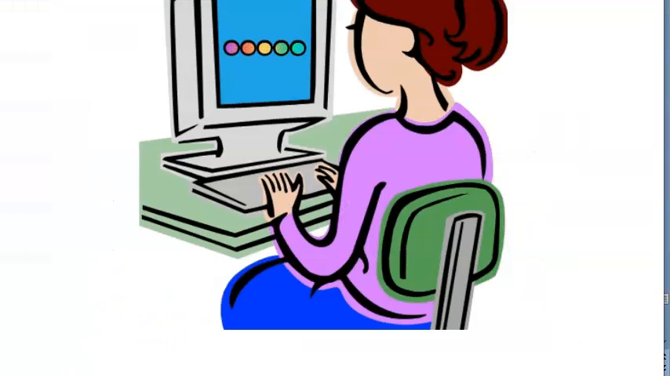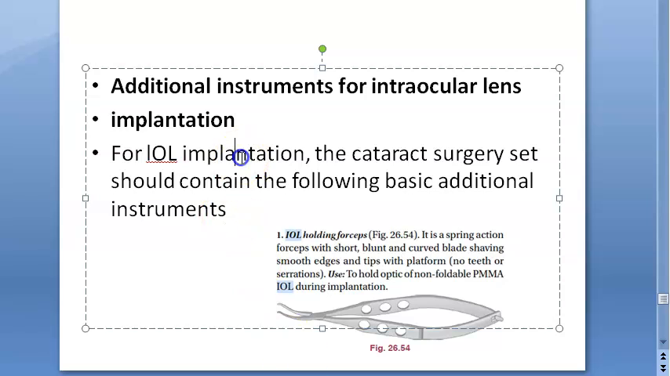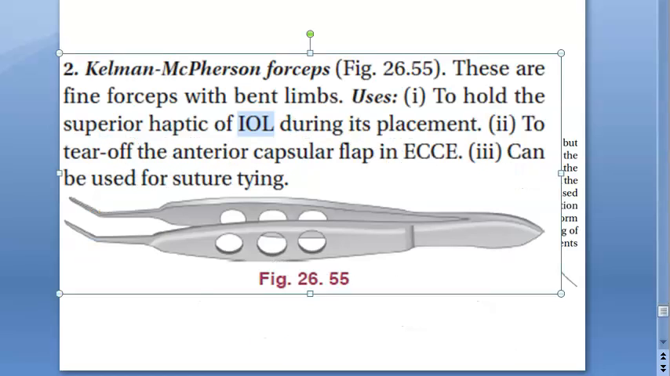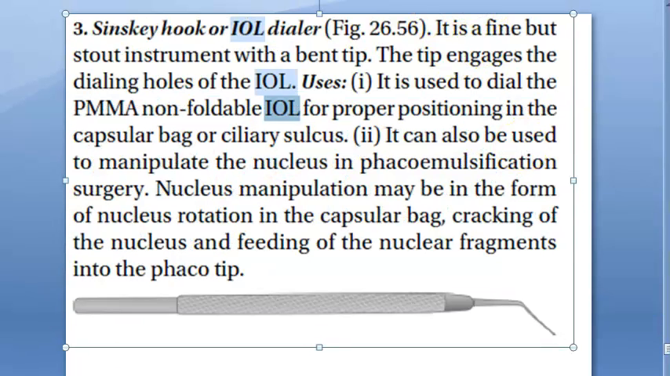Last, just a few things left. Let us look at the instruments that they need for intraocular lens implantation. So there is an IOL holding forceps. This is a forceps to hold the IOL. This is another IOL forceps, looks like Kelman McPherson forceps. Then this one is a Sinskey hook or IOL dialer. It is used to dial the PMMA non-foldable IOL for proper positioning.